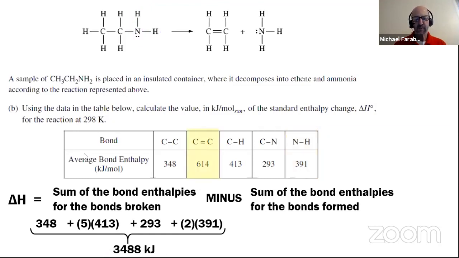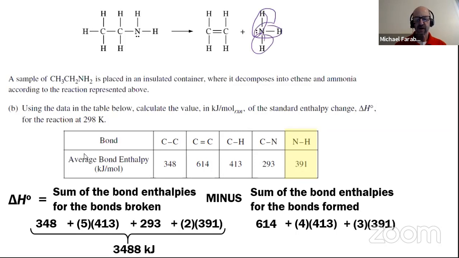All right, so moving on to the bonds formed, there is only one carbon-carbon double bond that comes in at 614. We have CH bonds again, and there are 1, 2, 3, 4 CH single bonds. So I've got a 4 right there. Then we have a nitrogen-hydrogen bond. And it looks like I have 1, 2, 3 of those.